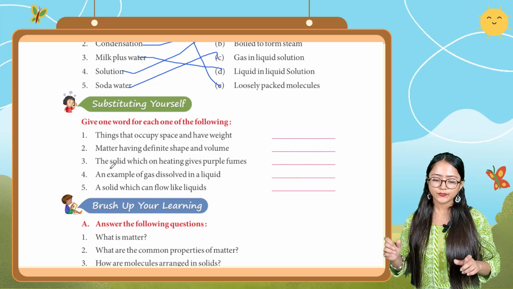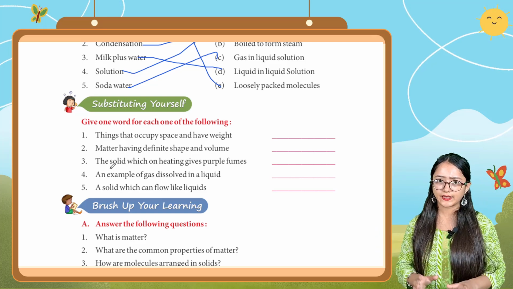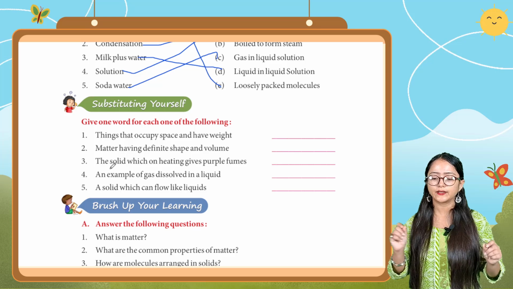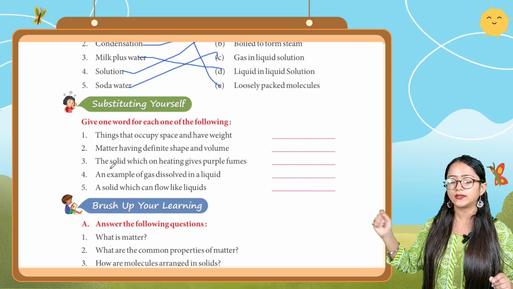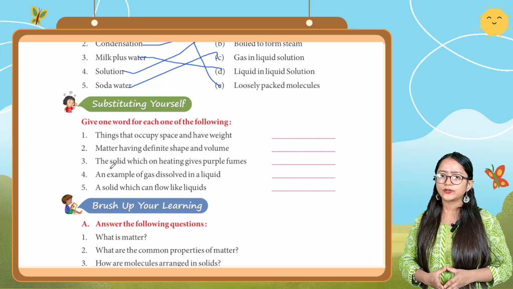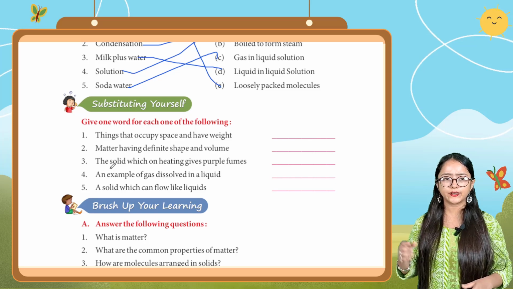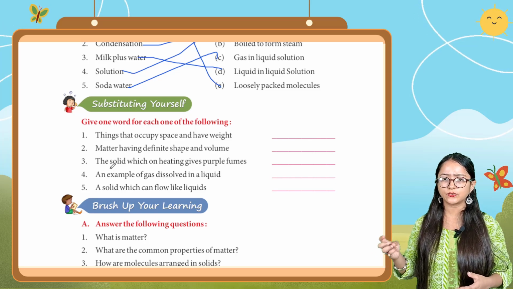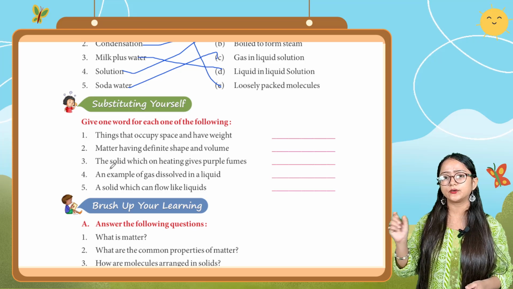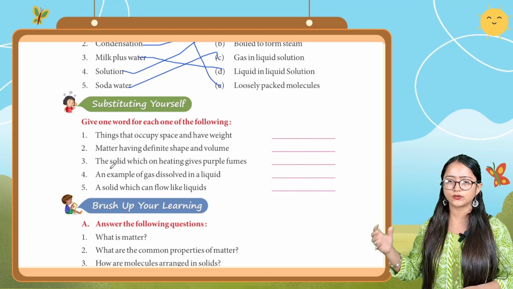Okay, and then an example of gas dissolved in a liquid. Gas which is dissolved in a liquid. Okay, so for gas which is dissolved in a liquid, you can give the example of soda water. Here the gas is CO2, that is carbon dioxide, which is dissolved in a liquid.